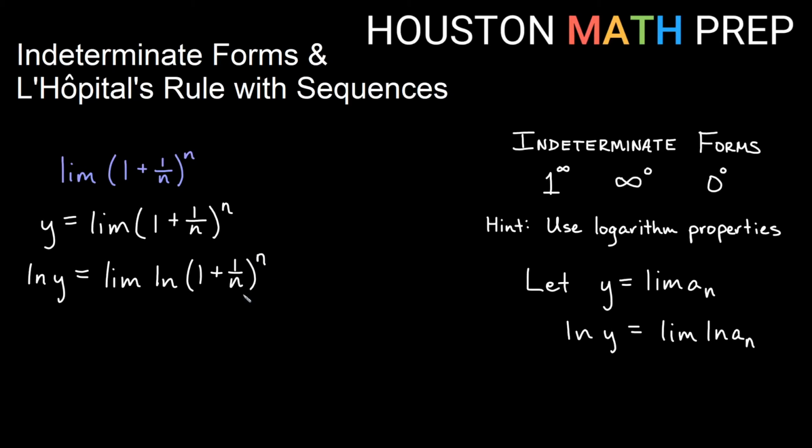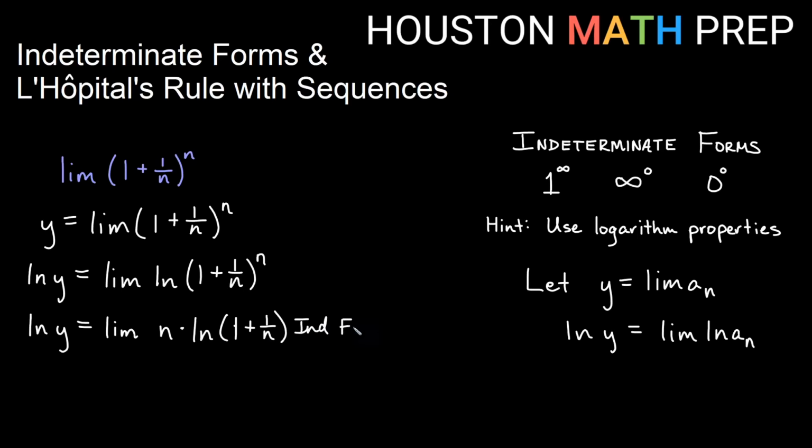Okay. At this point, now that we have a log, I can go ahead and use properties of logs to move the exponent out front. So ln of y is going to equal the limit of n times ln of this stuff in parentheses here, 1 plus 1 over n. And then if we try to evaluate this limit, you'll notice that this is going to be something infinite. This would become 0, so we'd get 1 plus 0, and the ln of 1 is 0. So I get infinity times 0. This is an indeterminate form here.